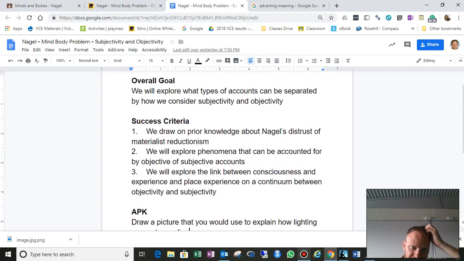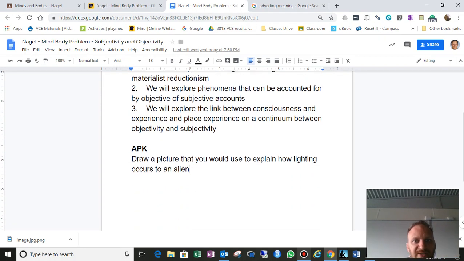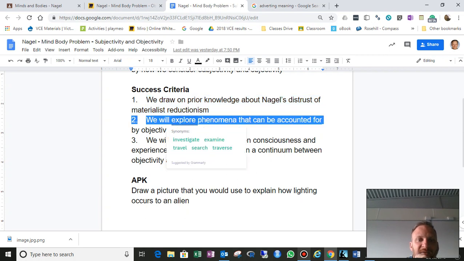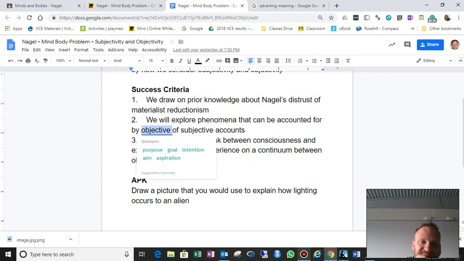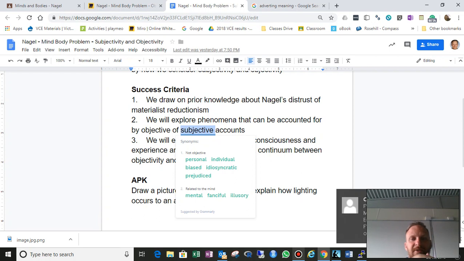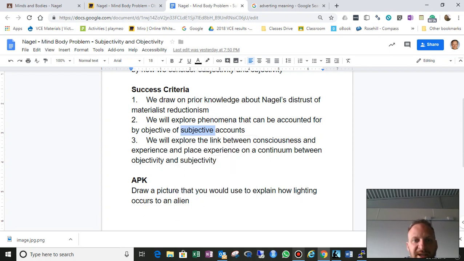Okay, so did we draw on prior knowledge about materialist reductionism? Yeah, we know that he's deeply suspicious of its ability to account for consciousness. Okay. Did we explore phenomena that can be accounted for using objective accounts? Lightning, rainbows, okay. In fact, you wouldn't really explain what lightning or a rainbow is using subjective accounts, would you? You wouldn't do that. We also then had a look at consciousness. I believe consciousness is solely the point of view, so it can only be accounted for from a subjective point of view.